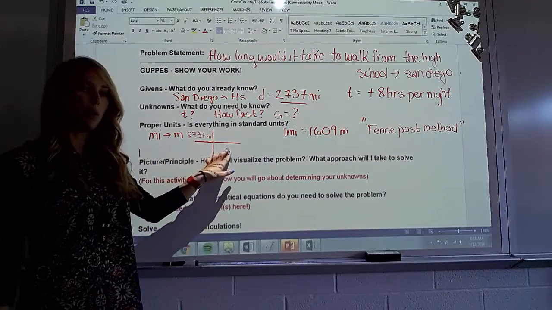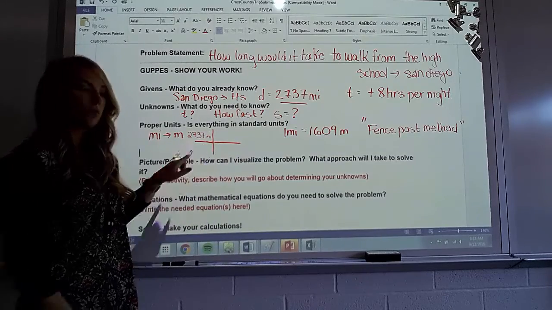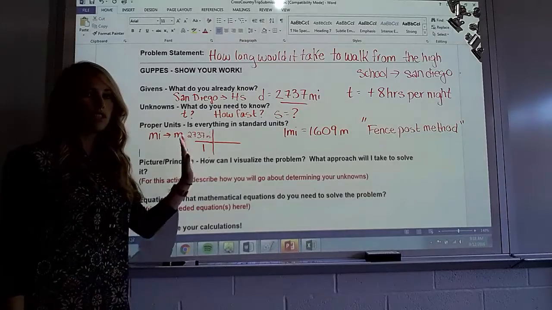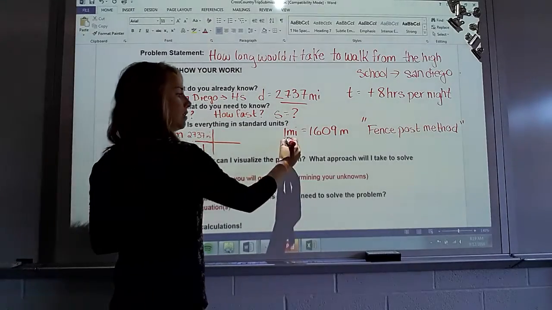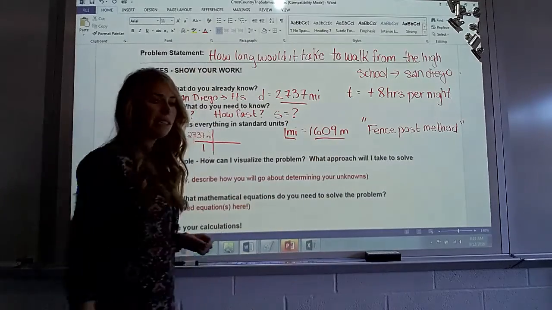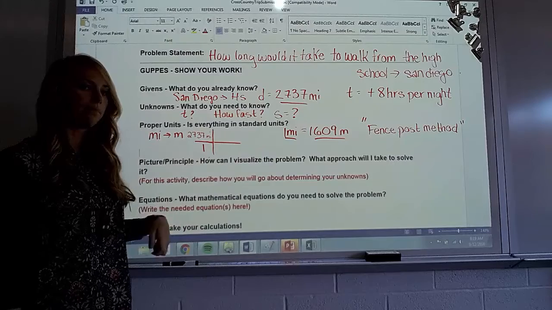On the second fence post, we're going to include our conversion factors. This original number is really just over 1, so we can just ignore that. But on the second fence post, we're going to opt to put either 1 mile or 1,609 meters on both the top and the bottom.